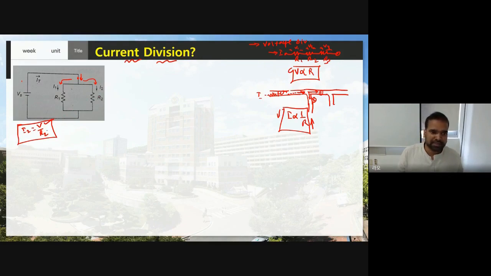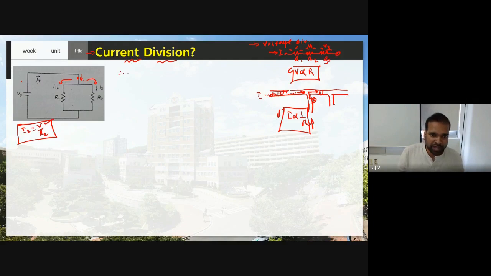Here the first method is, in order to find I2, first you find the voltage across R2, then you can find I2. And the second method, without finding the voltage drop across R2, there is a formula by which we can directly find how much current is flowing through R2. So the concept is current division. Let us first derive the current division formulas.